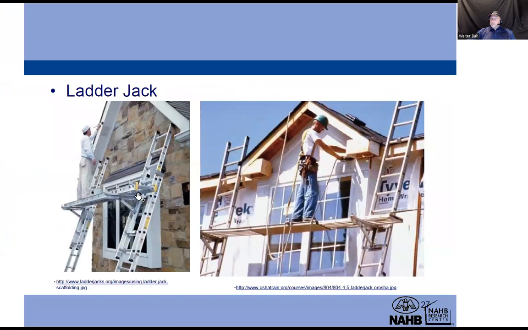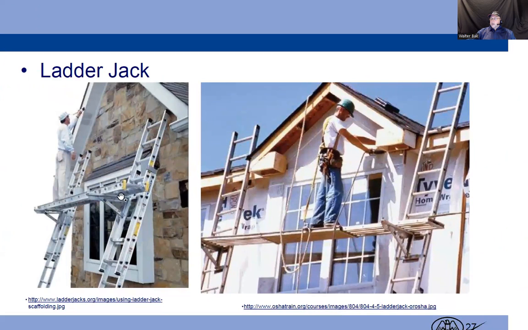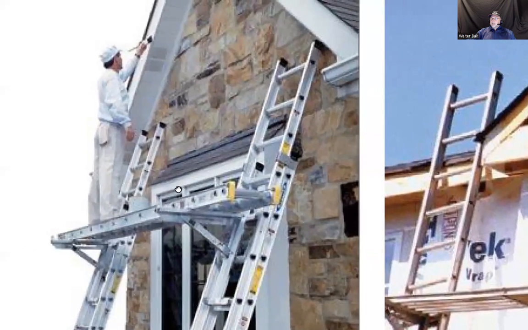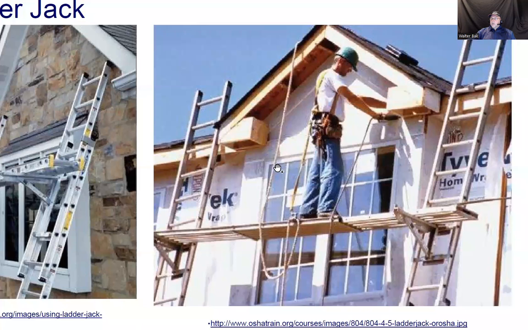Ladder jack. It's almost like a pump jack, except there is no foot pedal to pump up and down. This is what a ladder jack looks like. It's a mechanical structure that you're going to basically set up so you can work on heights this way. So here's one example of using the ladder jack. And here's another example of using the ladder jack. One thing I'm going to point out when looking at this picture right here, the tie-off is not the best in this case.